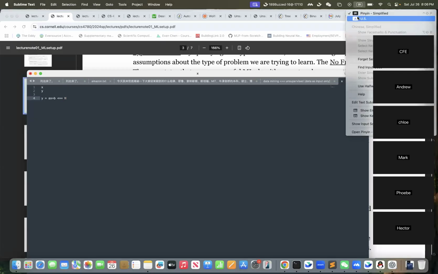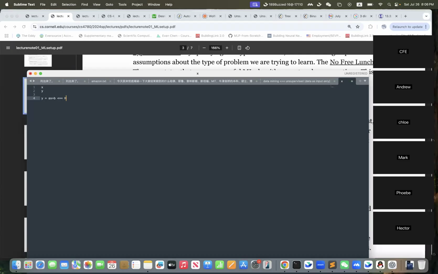That means we are assuming y and x are linear, right? It's linear to each other. And a small h is just a specific case in the large H. For example, small h can be y equals 2x plus 1, right? And this can be called small h1. So it's just one hypothesis, right?